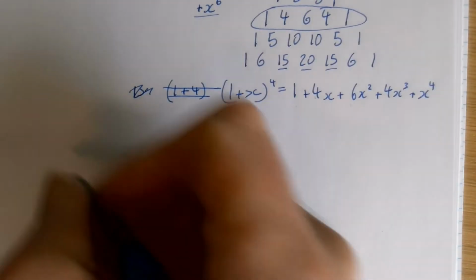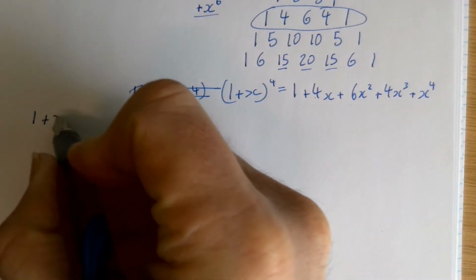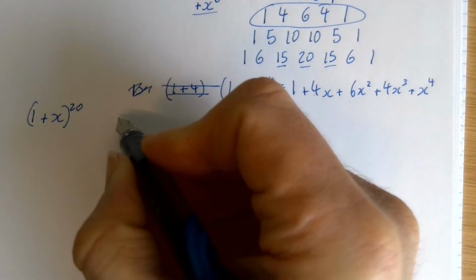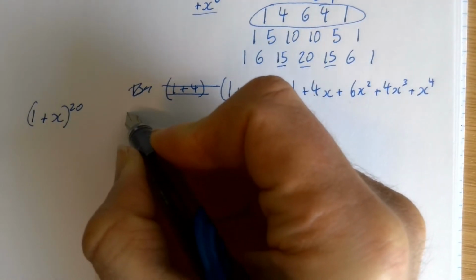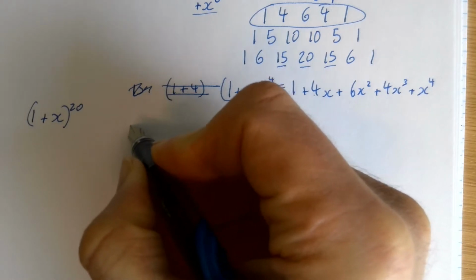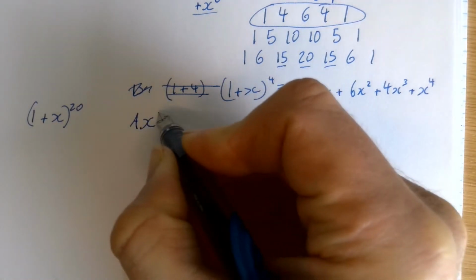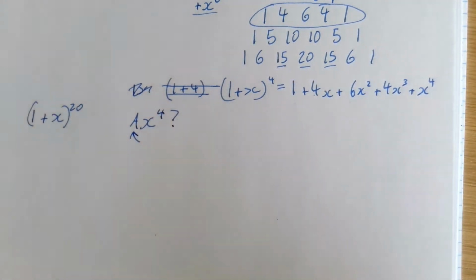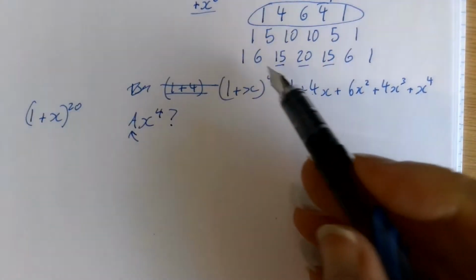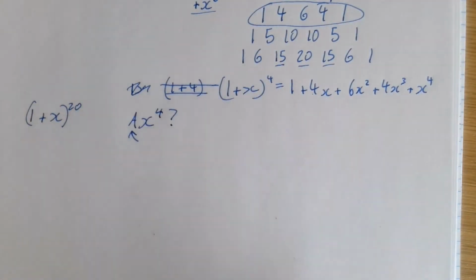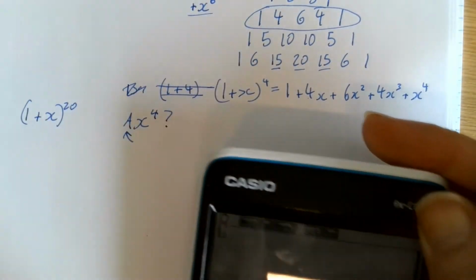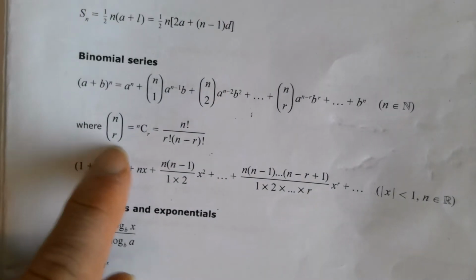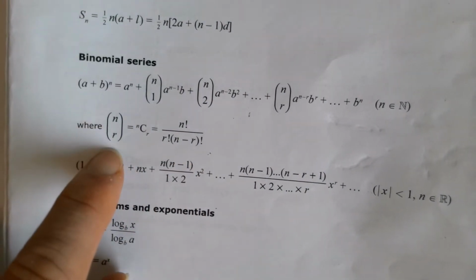Now that's great, but what if you wanted to do (1 + x)^20 and you wanted to know the coefficient of x^4? So what is a there? Now you could carry on, but it's going to take a long time to draw that out, isn't it? So let's just check with this first of all. Before going to the calculator, you can also go to your formula booklet and you can find it here.